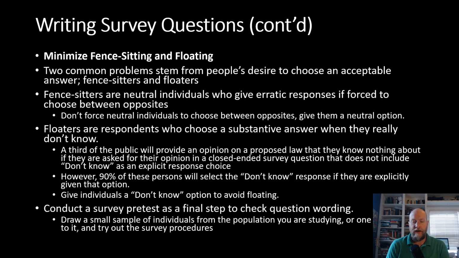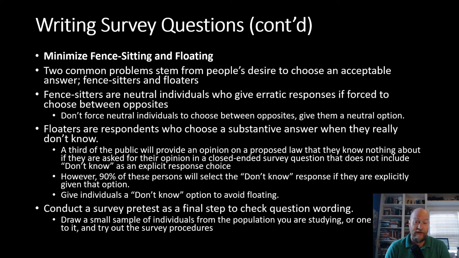Another way to write good survey questions is to minimize these social psychological phenomena, like fence sitting and floating, and I'll explain what each of these are. These are two common problems that stem from people's desires to choose an acceptable answer. Fence sitters are neutral individuals who give erratic responses if forced to choose between opposites. So you don't really want to force neutral individuals to choose between options.